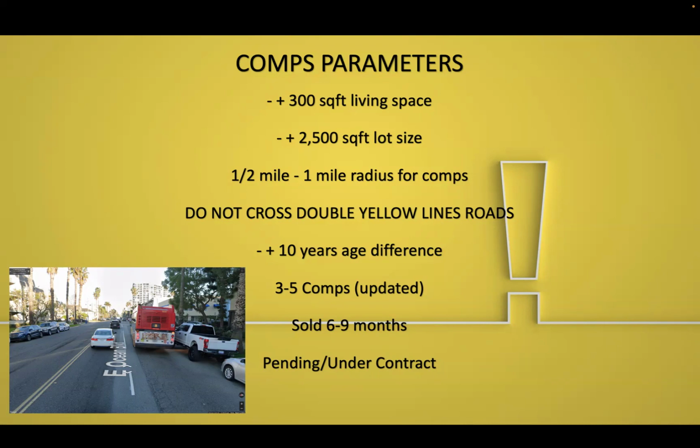Looking into the properties as well, again, comparing apples to apples. Make sure that you stick within the same years of the property, so a plus or minus 10 years of a difference. If it's 1950, you're going to go from 1940 to 1960. That's going to be your range of years.